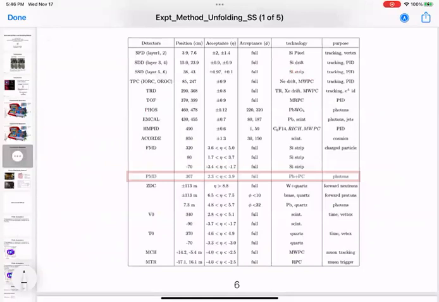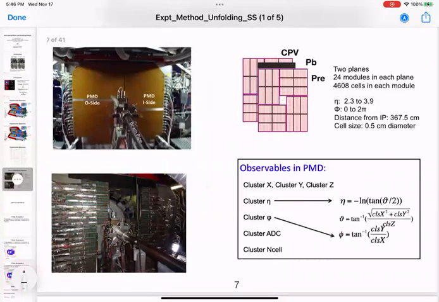In this slide, I am showing you the different positions, acceptance, and different technology used for the different subcomponents of the detector that we have in Alice. This just gives you an overview of what we have in the Alice detector. Then let me briefly talk about the PMD, the Photon Multiplicity Detector. Why am I talking about the PMD? Because I'll be using several examples of unfolding and detector instrumental effects using this detector.